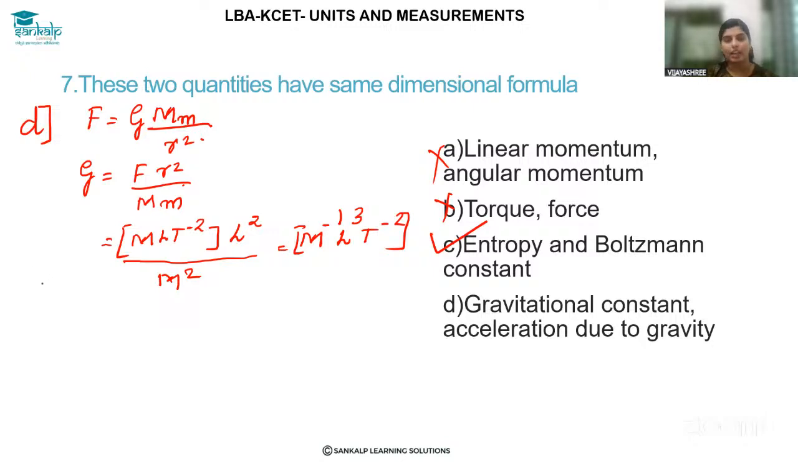Acceleration due to gravity, as the name itself indicates, g is equal to acceleration. Acceleration is velocity divided by time. The unit of velocity is meter per second, where meter is a unit of length and per second means second raised to minus 1. The dimensional formula of second is T. Second raised to minus 1 means T raised to minus 1 divided by T raised to 1. So T raised to 1 and T raised to minus 1 get cancelled.